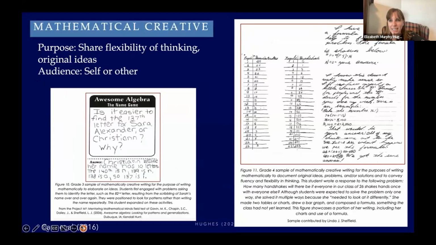Mathematical creativity allows students to share flexible thinking. This could be for self, this could be others. You could be writing for a classmate. You could be writing about a mathematician. You could be creating word problems or creating games or any sort of thing that really looks at how you can have fun and play with mathematics. You make a mathematical poem, a book about math.